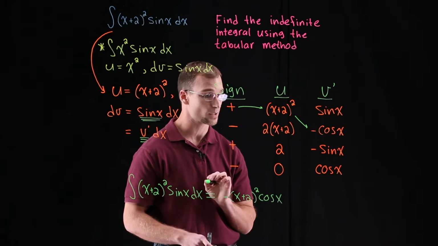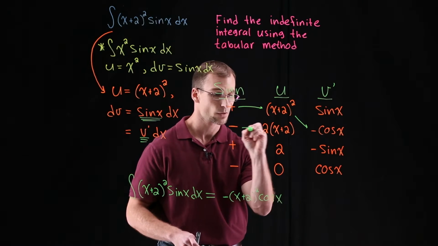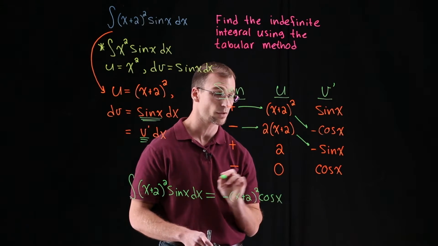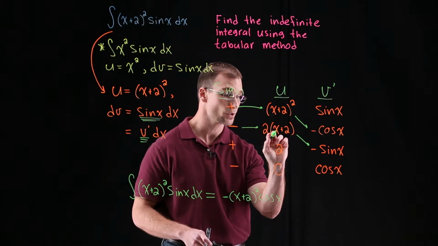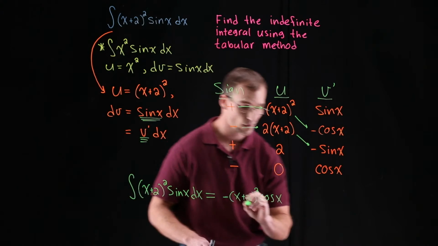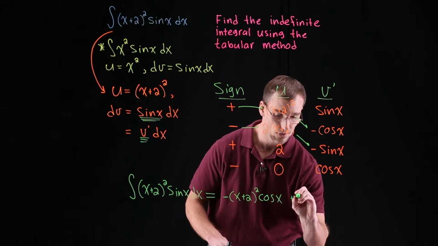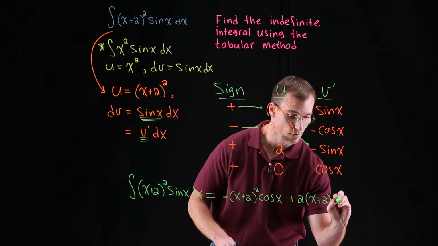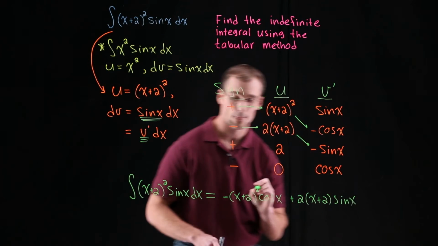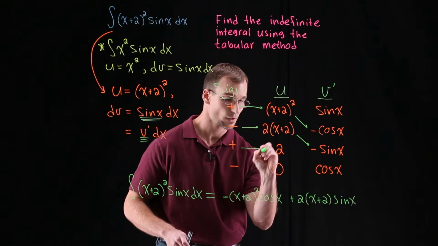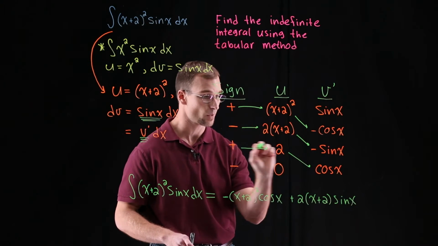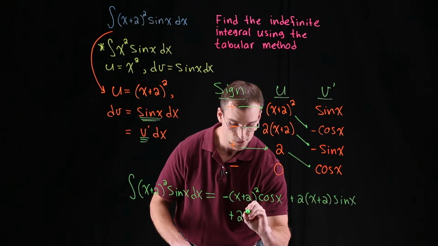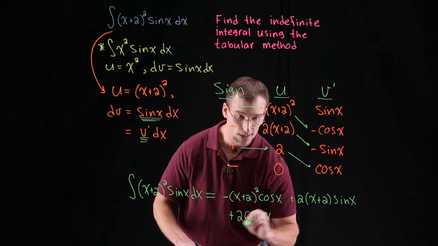And we just repeat the process till we get down to the bottom. So the next row, I'm going to come across and down, so think of multiplying by a negative 1. So we have negative 2 times x plus 2 times negative sine of x, which will give us plus 2 times x plus 2 times sine of x. And across the next row, coming across and down, a positive 2 times cosine of x. So plus 2 cosine of x.